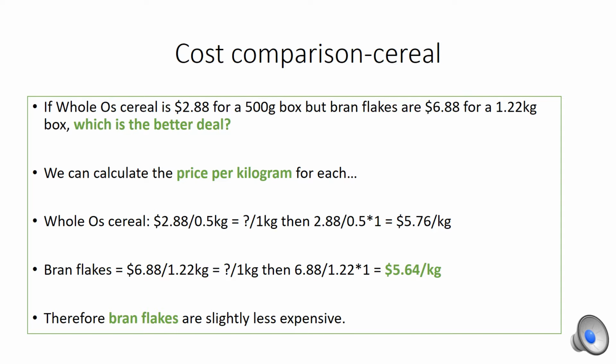For whole oat cereal, we would take $2.88 divided by 0.5 kilograms, which equals an unknown amount over 1 kilogram. Then $2.88 divided by 0.5 times 1 gives us our $5.76 per kilogram. For bran flakes, we have $6.88 divided by 1.22 kilograms gives us our unknown amount per kilogram. So then $6.88 divided by 1.22 times 1 gives us $5.64 per kilogram. Therefore, bran flakes are slightly less expensive in this example.